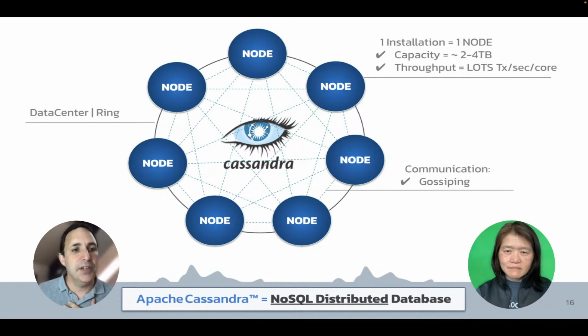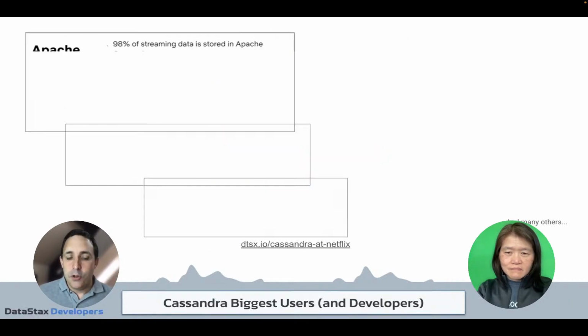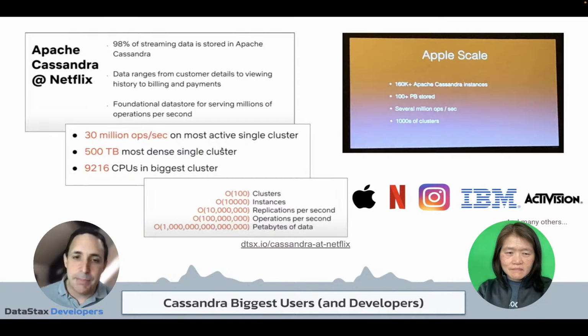I prefer to use the term ring. Sometimes if you talk too much about data centers, people can get confused and think about the infrastructure buildings. Okay, so let's talk about the ring. So multiple nodes organized as a ring, no master. Created by Facebook and used by the biggest companies in the world.